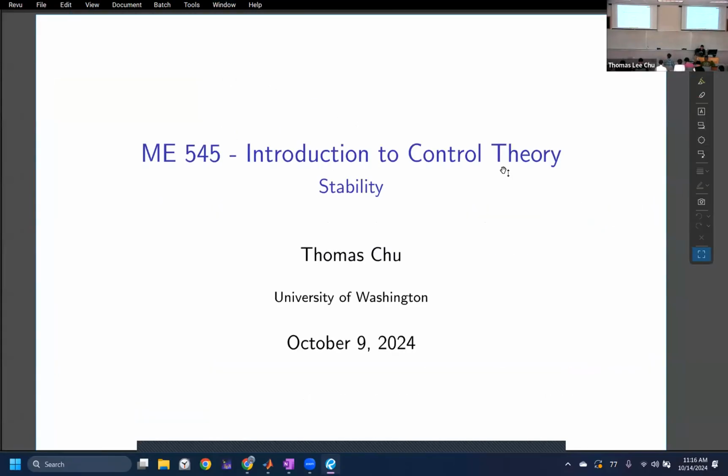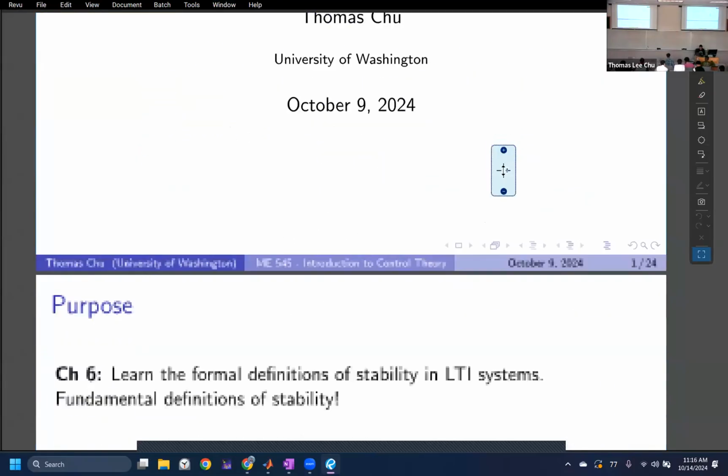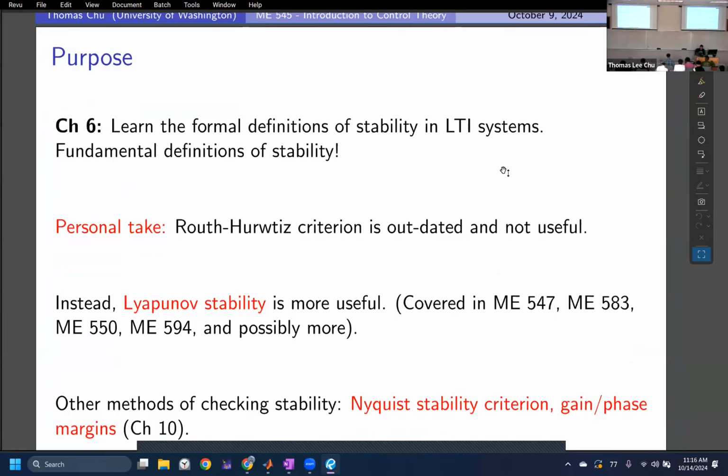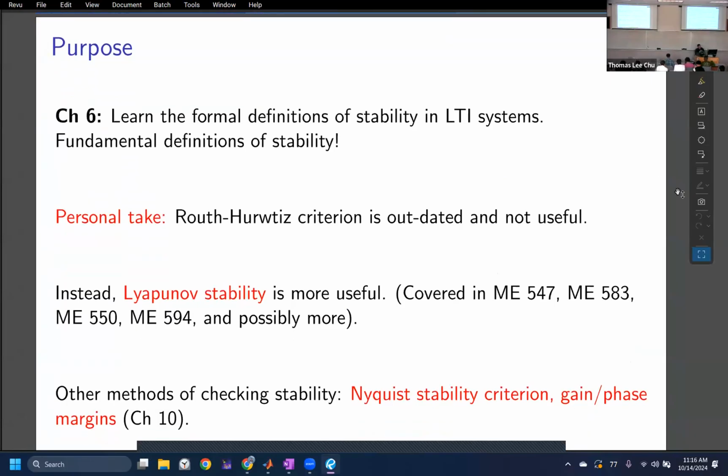All right, so stability is on chapter 6, and I guess the purpose of this chapter is to learn the formal definitions. So we talked about stability, but now I want to introduce to you the formal definitions of stability in linear time invariant systems. So these are just fundamental definitions of stability. There is some nuance.